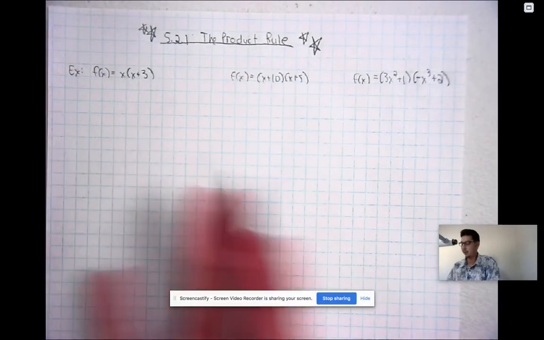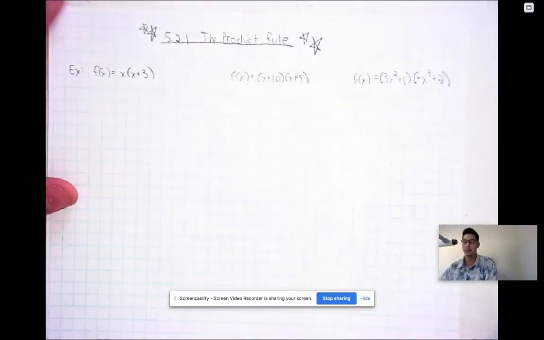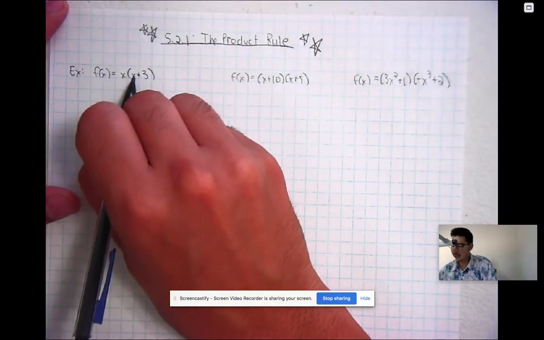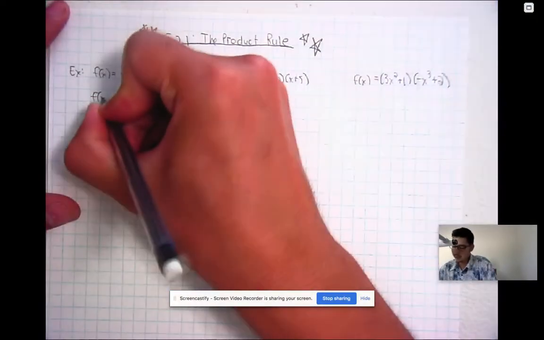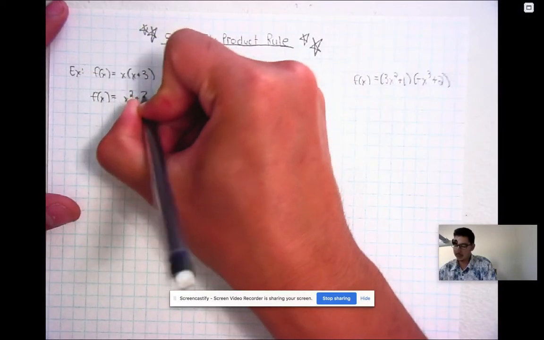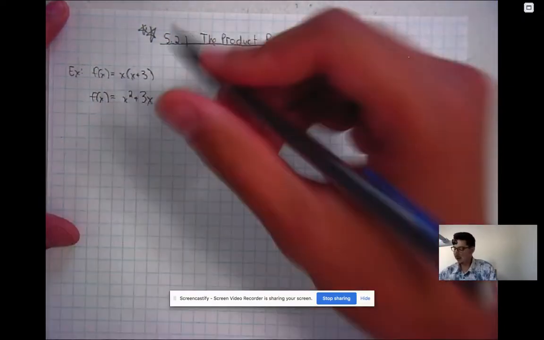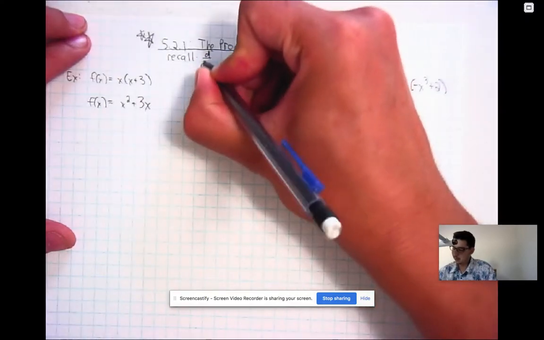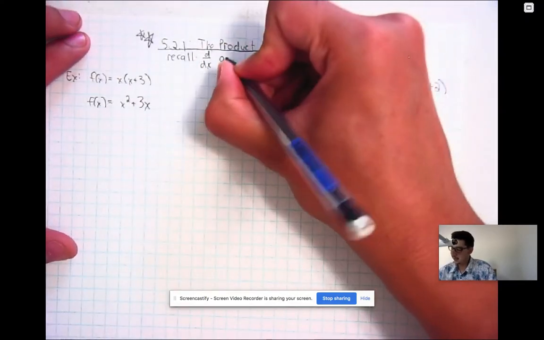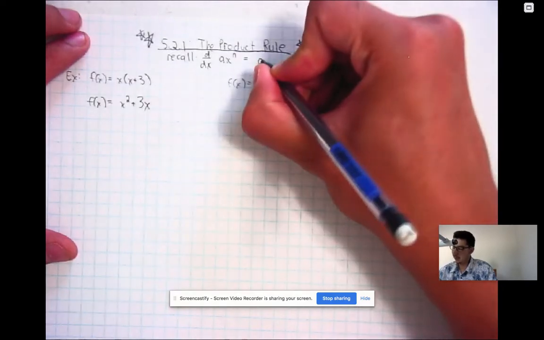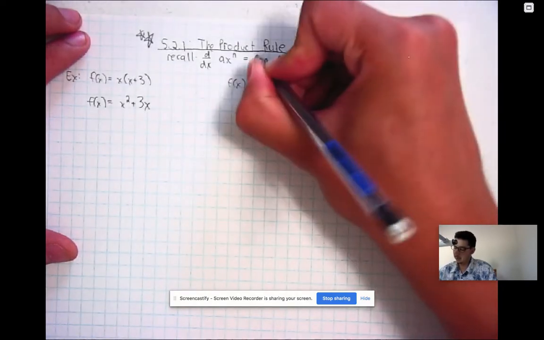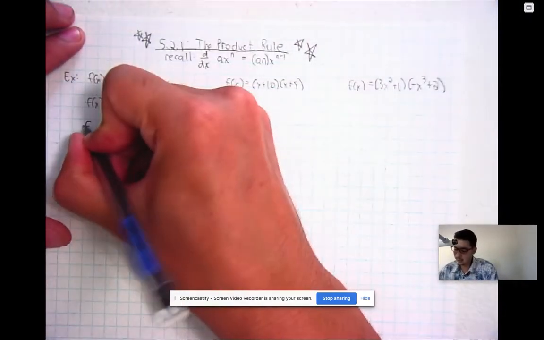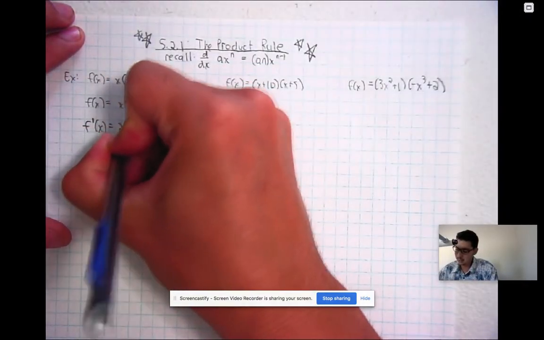So we have 3 functions here, and I just want to take the derivative of all 3 of them. So the first one here with what we know, if we want to take the derivative of x times x plus 3, well, we would probably first have to rewrite that as x squared plus 3x. And recall, and I'll write this up here, that the derivative of a polynomial a x to the n will be equal to a n x to the n minus 1, where you can multiply the first 2 and then subtract the exponent by 1. So what we get here is 2x plus 3.